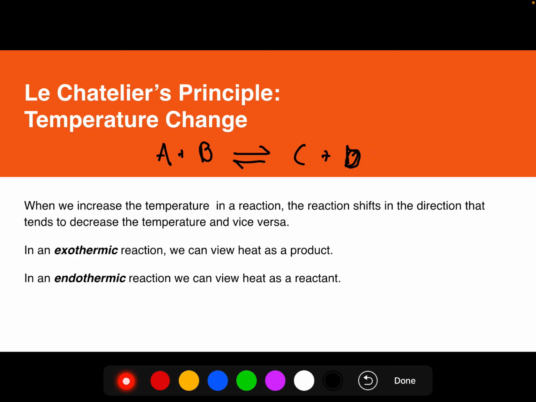In an endothermic reaction, what's going to happen is we have heat to start, right? It uses heat, so it is a reactant. Well, in this case, if I increase the temperature, that's increasing the concentration of a reactant, which means equilibrium is going to shift this way. The opposite is also true. If I decrease the temperature of an endothermic reaction, it's decreasing the concentration. That's like decreasing the concentration of a reactant, so we're going to go this direction.